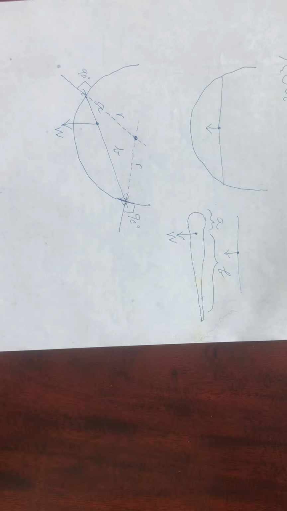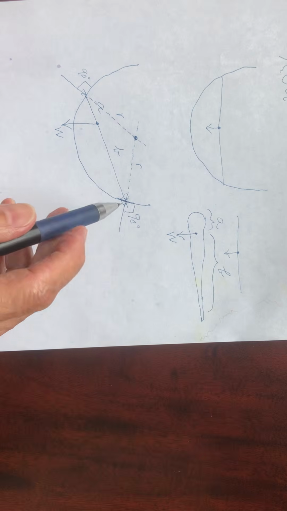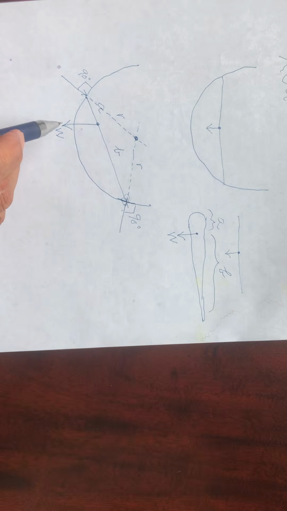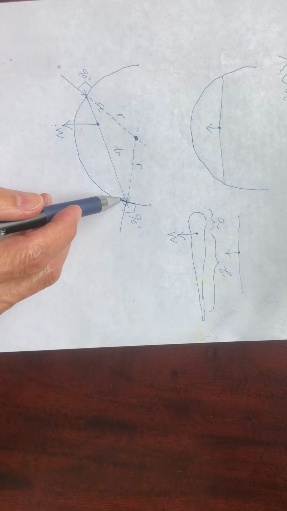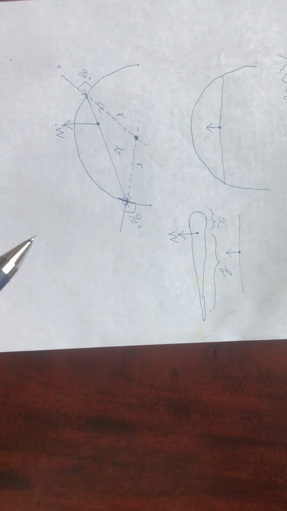Okay. Those are the forces, reaction here, and weight here. So I have three forces acting on this rod. And the rod is not moving. It's in equilibrium.